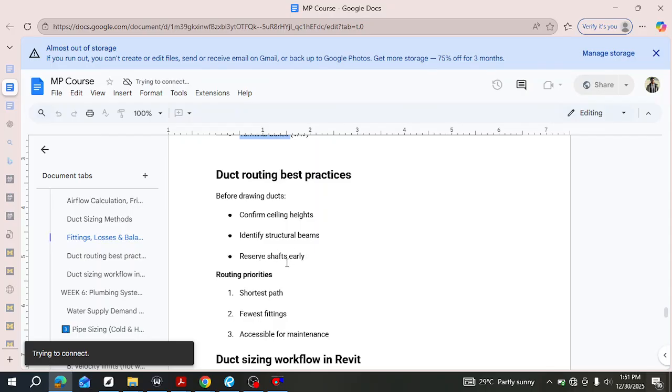So next, you reserve shafts early. Shafts are like, I don't know if you've noticed, on the exterior of some buildings, you have a part where pipes run, but it's sealed. So it's just a separate part of that building that is set aside just for ducts to travel from one floor to another.